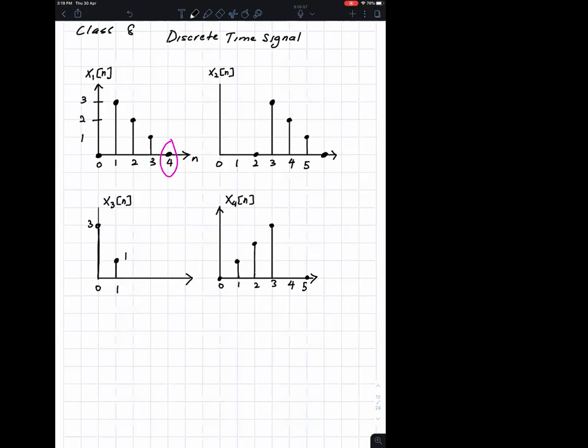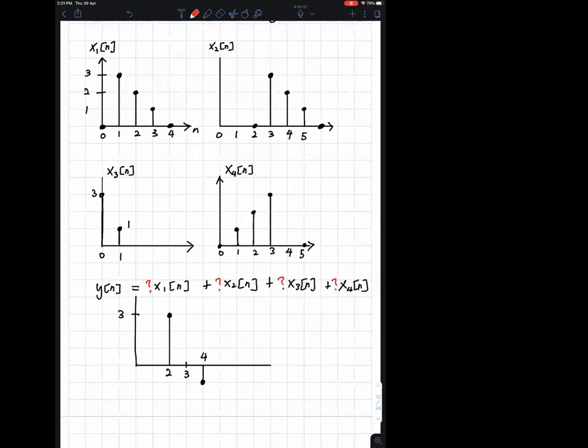So now we have 4 signals, x1[n], x2[n], x3[n], and x4[n]. You have to find the question mark; it can be 1, 2, or 0, or -3, -2, or -1. So what combination of x1, x2, x3, and x4 is going to give you the output that you see here? The output is the signal that you see here.